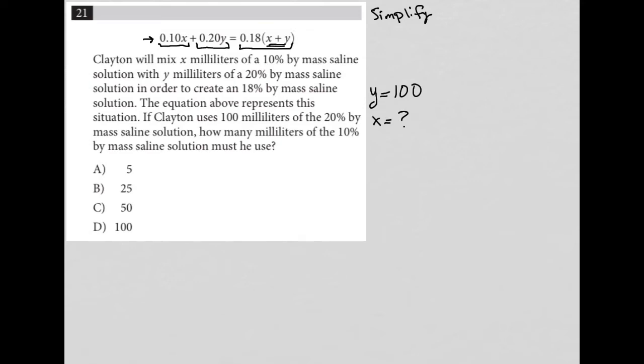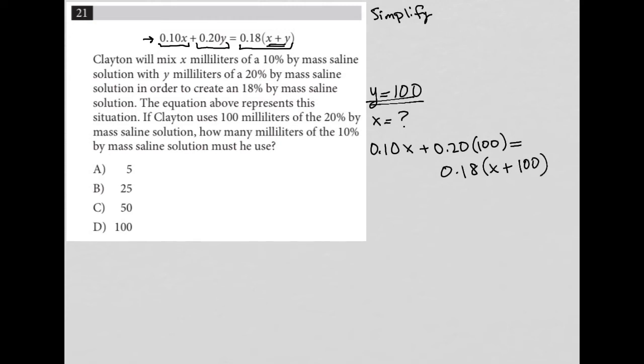So I'm going to go back to the original equation. So I have 0.10X plus 0.20. Now instead of Y, I'm going to replace it with 100, right? Because we know that Y is 100 now. So 100 equals, I'll just write this on the second line, 0.18 times X. And again, instead of Y, I'll say plus 100.